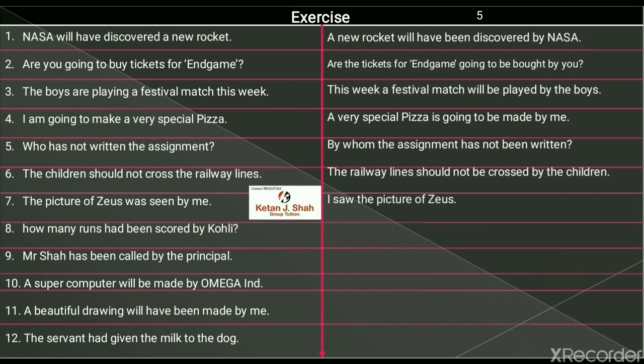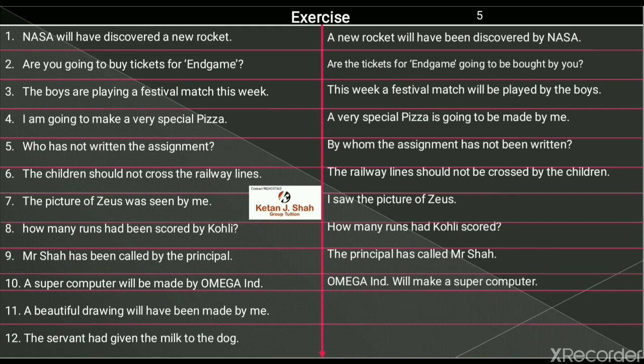Seventh, the picture of Zeus was seen by me. Becomes, I saw the picture of Zeus. Eighth, how many runs had been scored by Kohli? How many runs had Kohli scored? Ninth, Mr. Shah has been called by the principal. Becomes, the principal has called Mr. Shah.